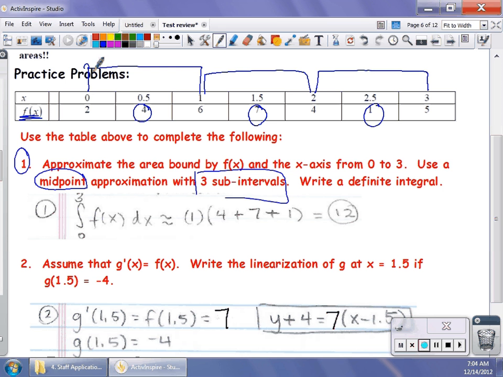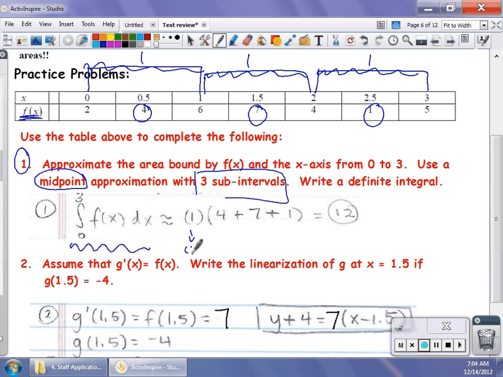The first one goes from 0 to 1, so the common width there is 1. The next one goes from 1 to 2, and 2 to 3, so in this case we do have a common width. So my definite integral is from 0 to 3 of f of x dx.